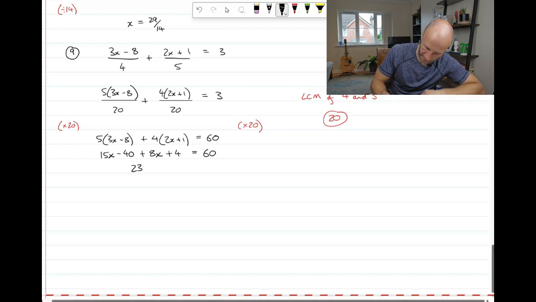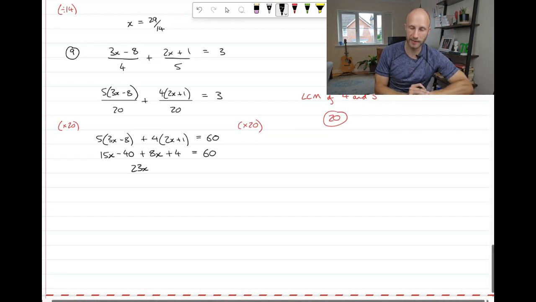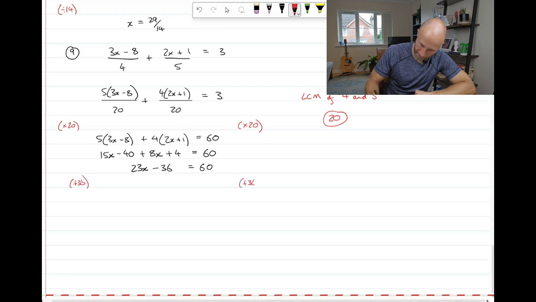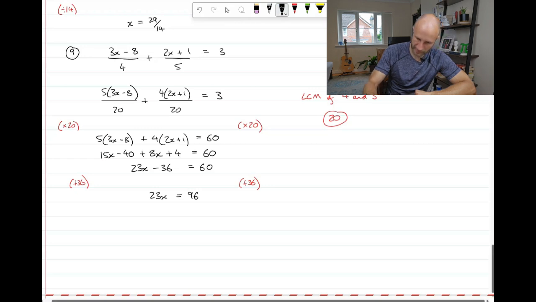The x terms will collect, they are like terms. 15x and 8x is 23x. Minus 40 plus 4 is minus 36. And then finally I can add, this is a step to both sides this time, I can add 36 to both sides to get rid of that minus 36. And I will get 96 here. And I can divide by 23.